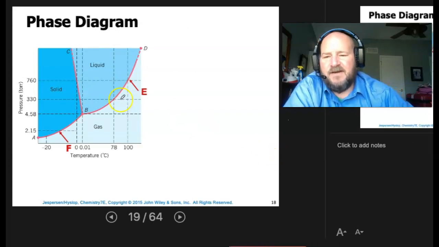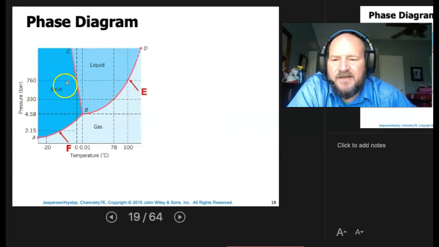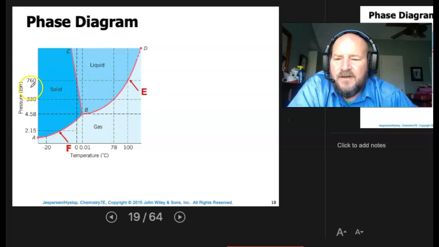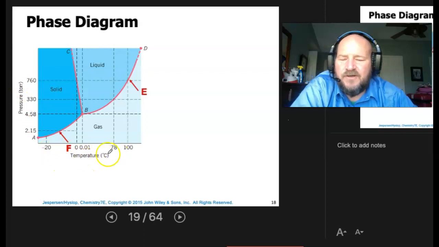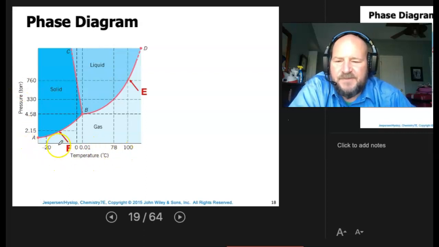So a phase diagram always tells us where the solid, where the liquid, and where the gas are. Now, pressure is always going to be on our y-axis, temperature on our x, and so you can see as we increase the temperature, right, we're going to become more and more likely to be a gas. If we take the pressure and turn the pressure up, we're more likely to be a solid.